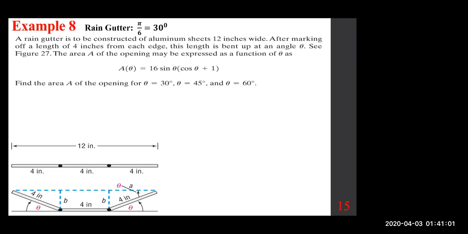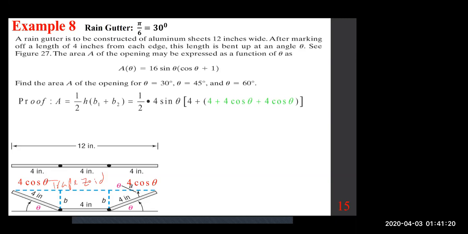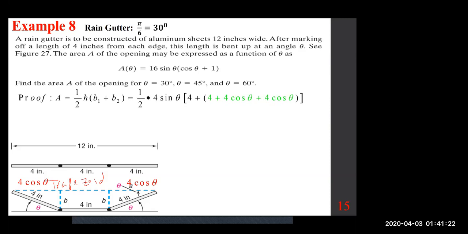As you look at the shape, you notice it's a trapezoid. So the area is half of the height times base 1 plus base 2. That's the first thing I want you to notice. This is the formula we use. I'm going to discuss each piece.